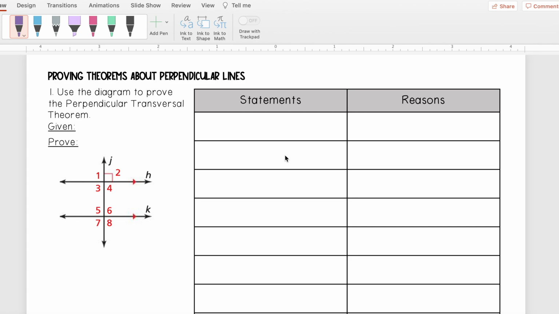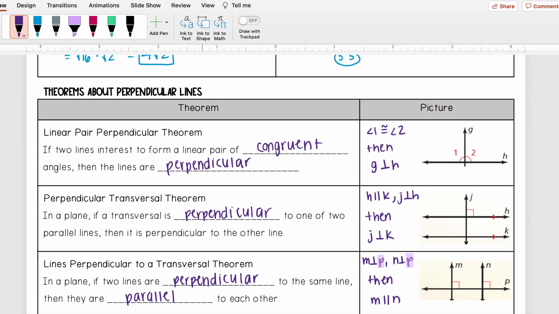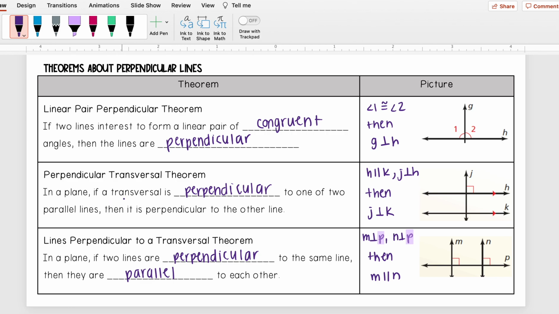In this video, we're going to be looking at proving theorems about perpendicular lines. For number one, we want to use the diagram to prove the perpendicular transversal theorem. Looking back on what that theorem was, it said if a transversal is perpendicular to one of two parallel lines, then it is perpendicular to the other.